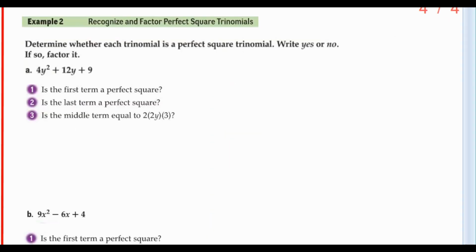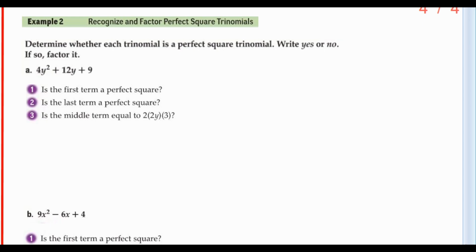Example number 2: recognize and factor perfect square trinomial. The question here is to determine whether each trinomial is a perfect square trinomial, yes or no. If so, factor it. So first step, we must determine whether it is a perfect square or not. To determine this, we must answer these 3 questions.